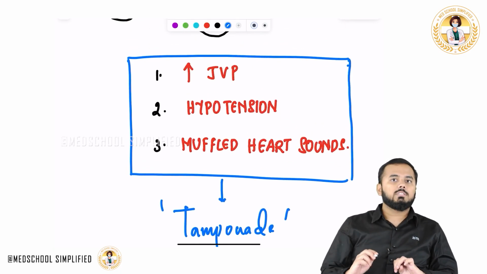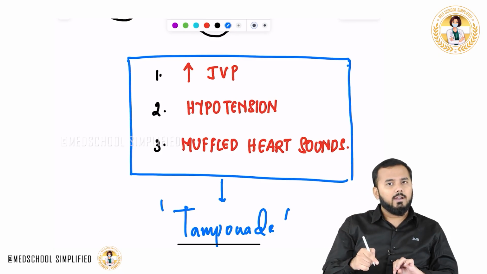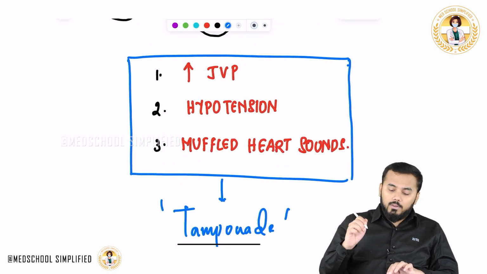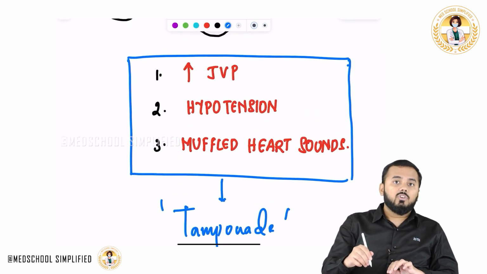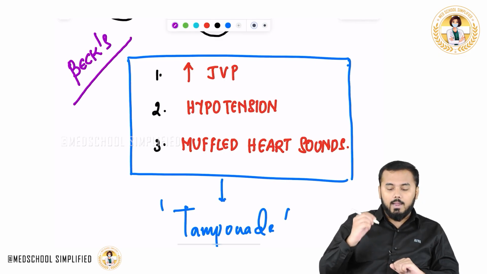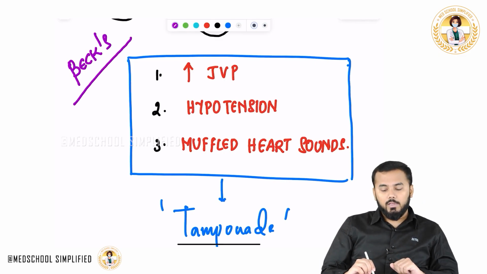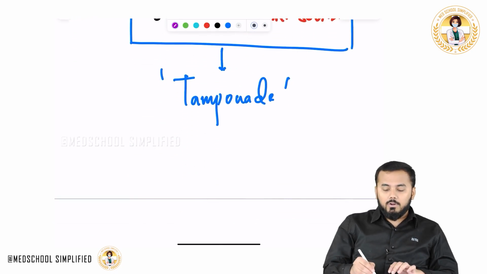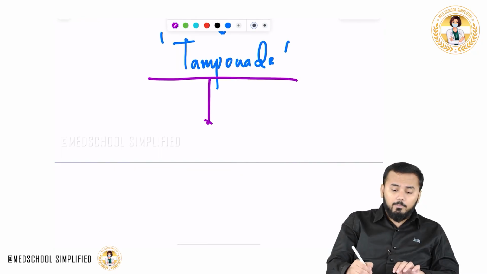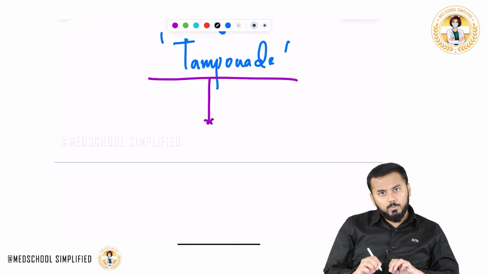Whenever you look at this triad in any question or in any patient, straight away your answer should be cardiac tamponade. This triad is also called Beck's triad. So whenever you see Beck's triad in a question or in any patient, straight away your diagnosis should be cardiac tamponade.